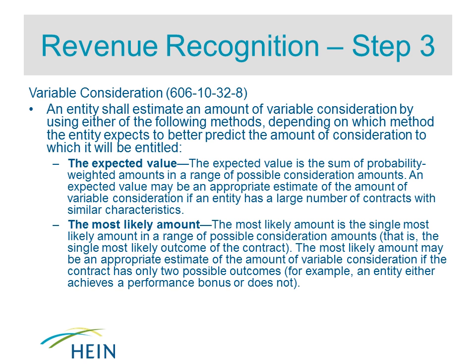So where the most likely amount would probably be most applicable would be if you have variability that has 2 possible outcomes, and you could look at it and say this one outcome is the most likely one over the other one, so we would choose the most likely amount. Expected value is more appropriate when there's a large number of contracts, similar characteristics, multiple outcomes.